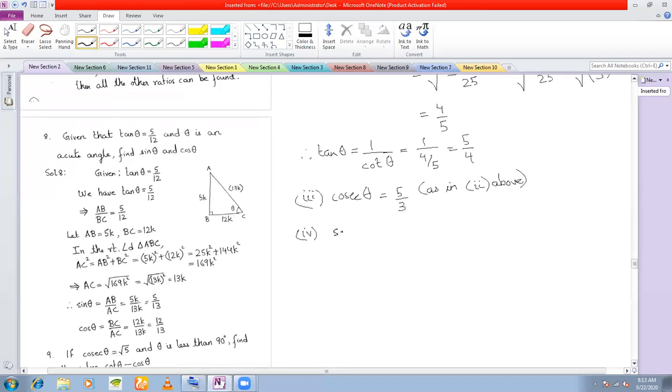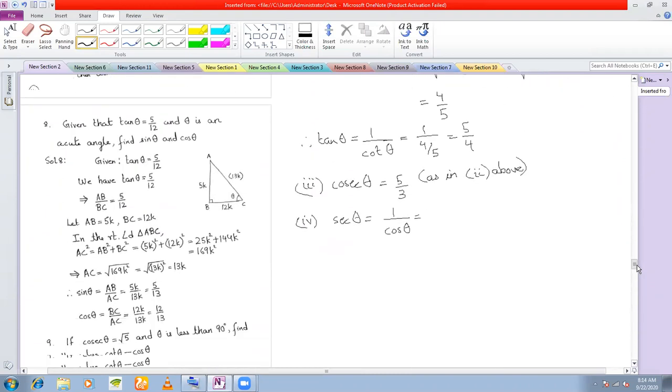So sec theta is the reciprocal of cos, and cos we have found out here as 4 by 5, which is 5 by 4. So sec also we have managed to find. So part 4 is over.